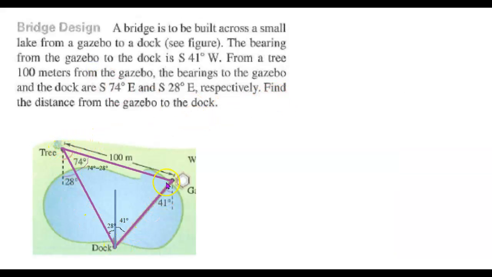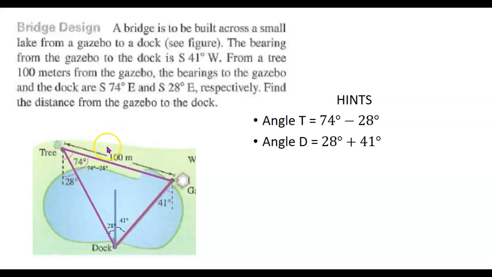So this triangle here that I've marked out in purple is the one that we're going to be doing the law of sines on. We know one of the sides. We're trying to find another one of the sides. We know the side from T to G. We're trying to find the side from G to D. And angle T here at the tree is 74 degrees minus 28 degrees. Angle D, the angle of the triangle that's at the dock.